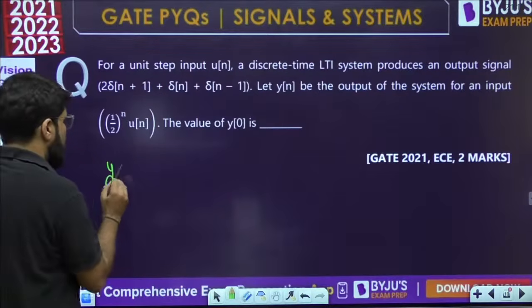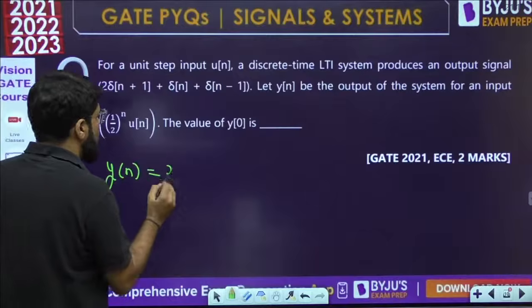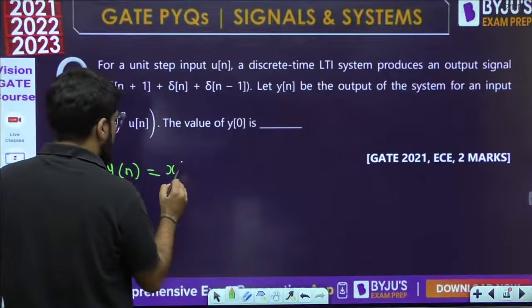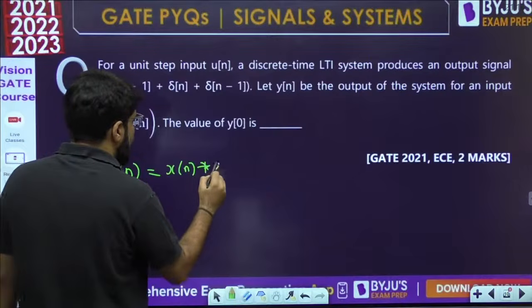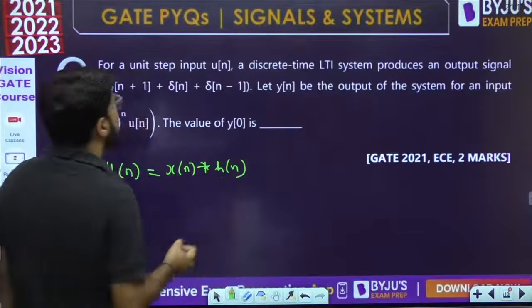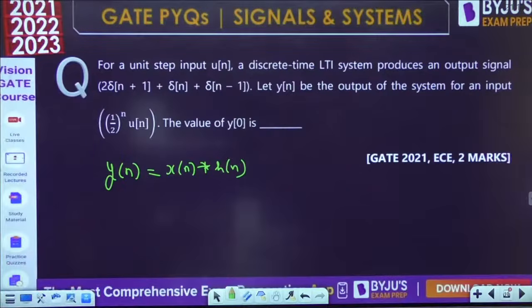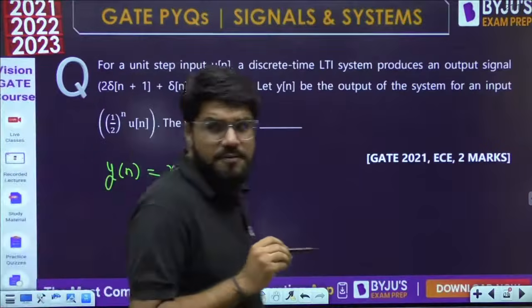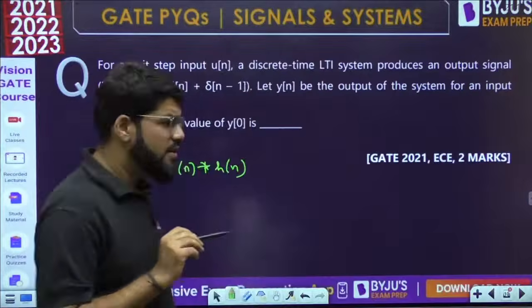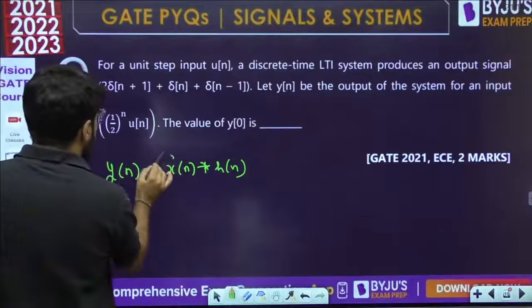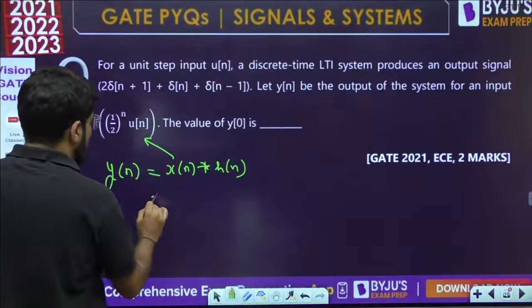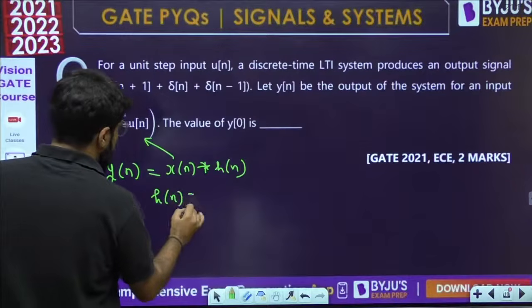How do we calculate output in general? We calculate it by convolving the input with the impulse response. But am I given the impulse response? Actually not. The input is given to me, this is the input (1/2)^n u[n]. What is the impulse response?